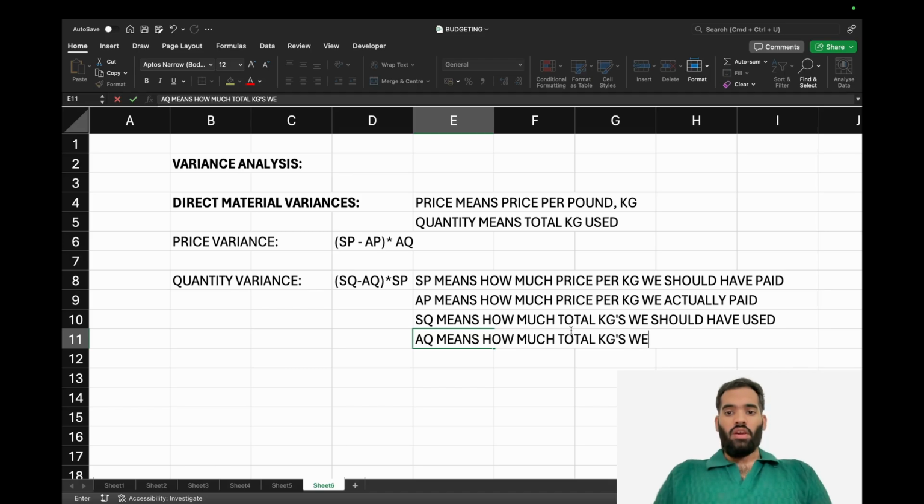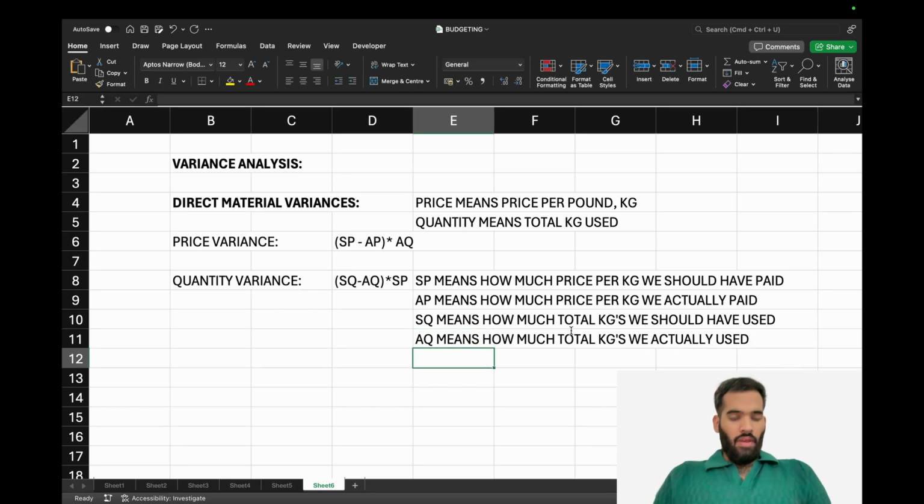kilograms we actually used. Now we're going to solve a question, so I can show you how to pick these numbers from a question and the strategy to solve the direct material variance question.